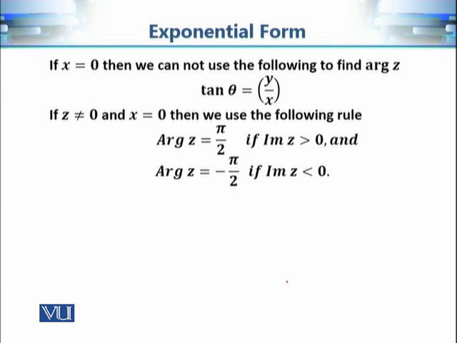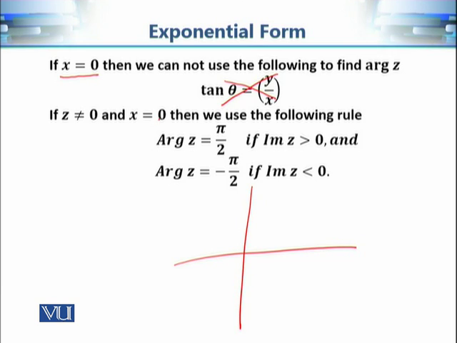So far, we have imposed the condition that x should not be equal to 0. Now what happens if x is equal to 0? We cannot use this relation, since in this relation we are dividing y by x, and if x is 0, then this is undefined. So what do we do if x is equal to 0 and our complex number is non-zero? Remember, if z is equal to 0, then we cannot calculate its polar representation. So z has to be non-zero.